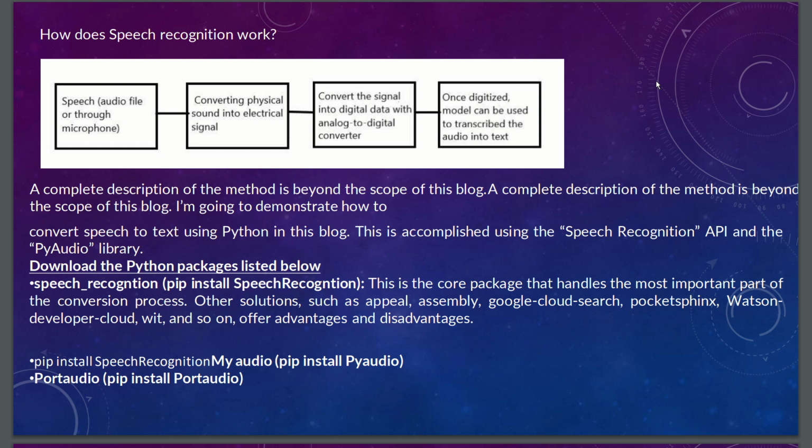First you have to download the Python packages listed below. So the SpeechRecognition package, pip install SpeechRecognition. This is the core package that handles the most important part of the conversion process. There are other solutions such as AssemblyAI, Google Cloud Speech, CMU PocketSphinx, IBM Watson, and so on, each with their own advantages and disadvantages.